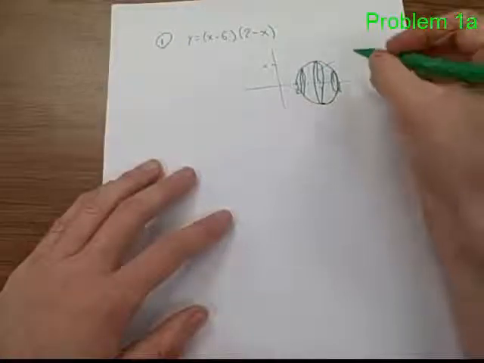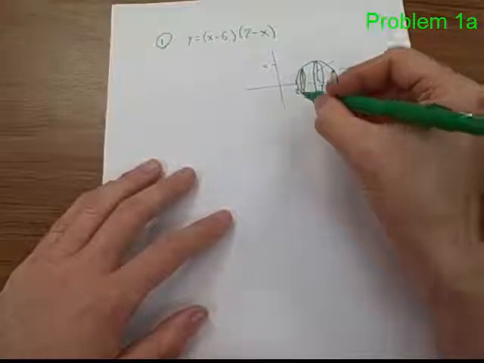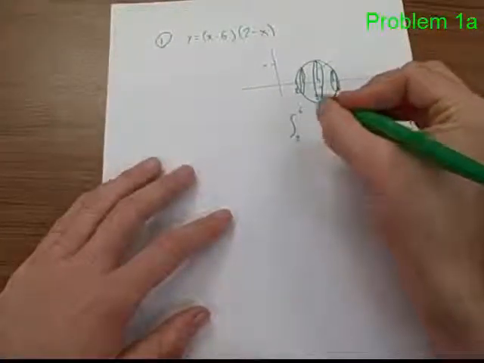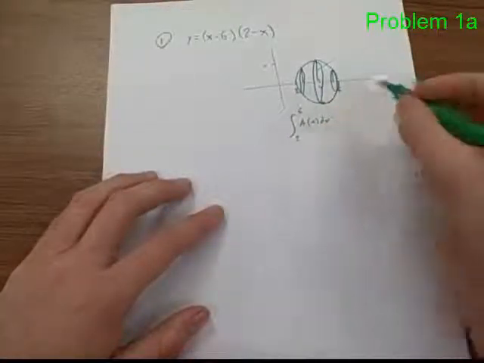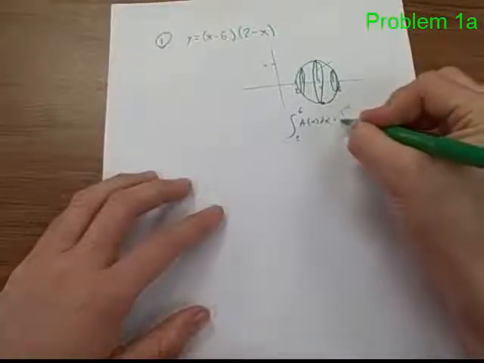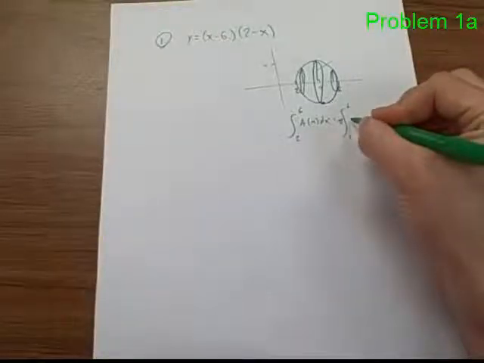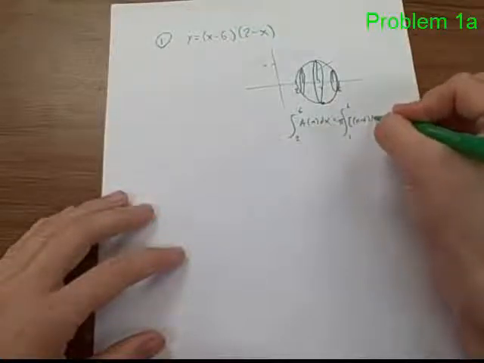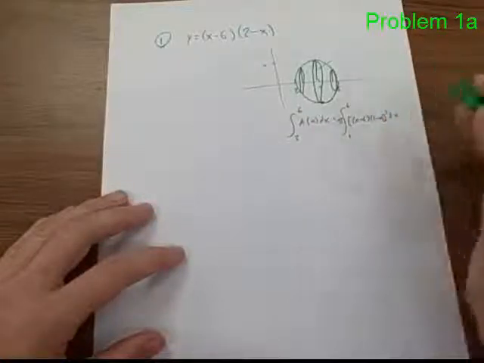Is it easy to find this radius? The answer is yes. The radius is just the height of that curve. So there's no reason not to use the integral involving the disks. So I can integrate from 2 to 6 for the area of each disk, which is the same thing as the integral from 2 to 6 of pi times the radius squared. And here the radius is (x minus 6) times (2 minus x), all of that squared.